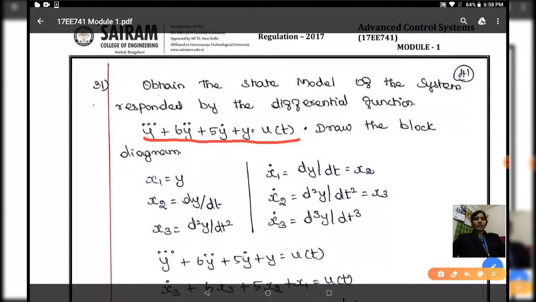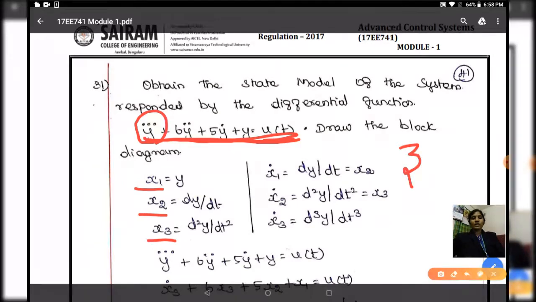Now in case of electrical network and mechanical network, we identified how to identify the state variables in a particular system. Whereas if a differential equation is given, we identify the state variables based on the order of the differential equation. In the given differential equation, what is the order? Y triple dot means that the order of the differential equation is 3. Therefore, we will have 3 state variables, that is x1, x2, x3.